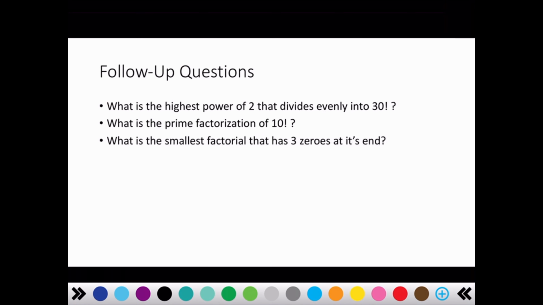So here are today's follow-up questions. What is the highest power of 2 that divides evenly into 30 factorial? What is the prime factorization of 10 factorial? And what is the smallest factorial that has 3 zeros at its end? Make sure to post the answers in the comments, and we'll explain these questions next time.